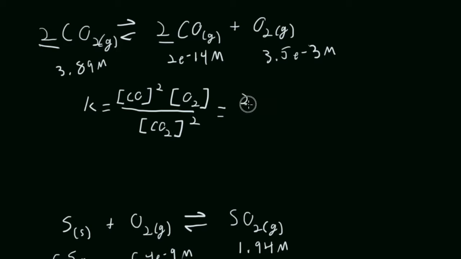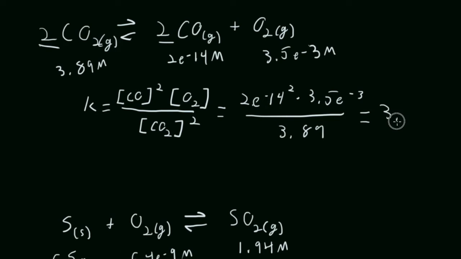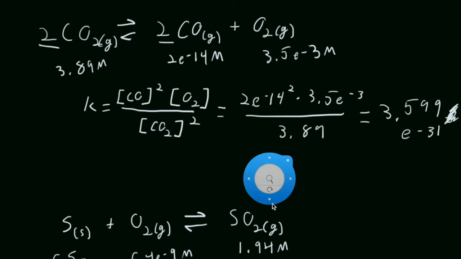Now that's going to be 2 E negative 14, not 2 point. And that's going to be squared times 3.5 E negative 3 divided by 3.89. That gives me 3.599 E negative 31, I'm going off the page here. E negative 31. There we go. Next one.